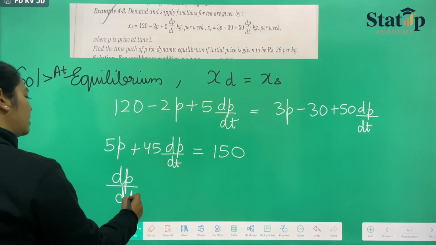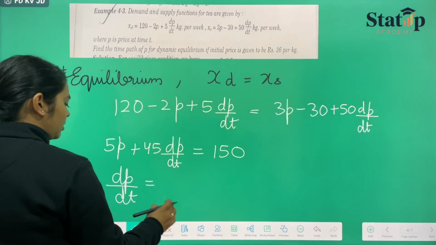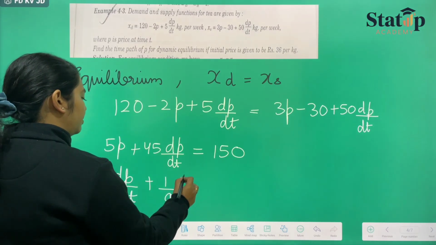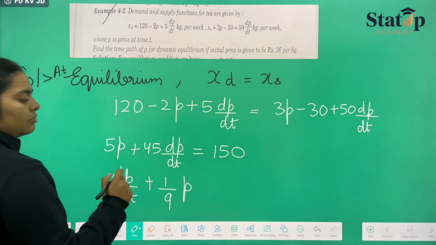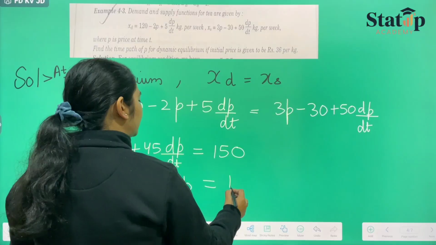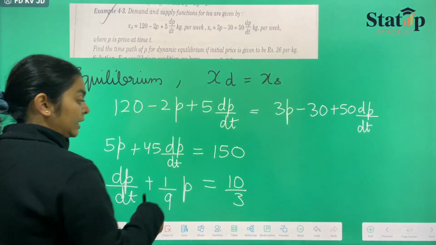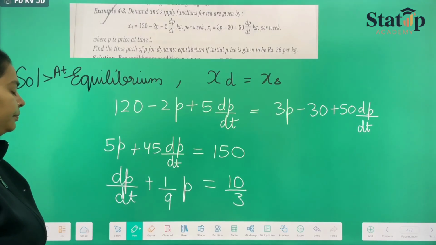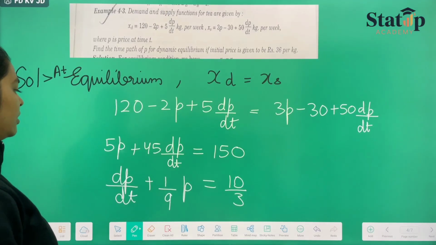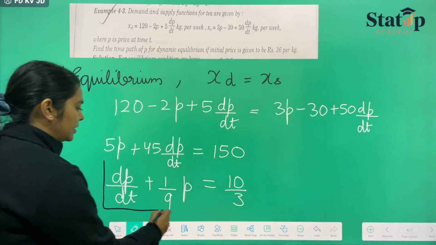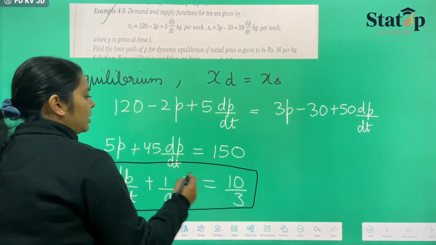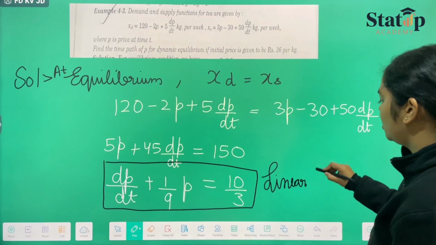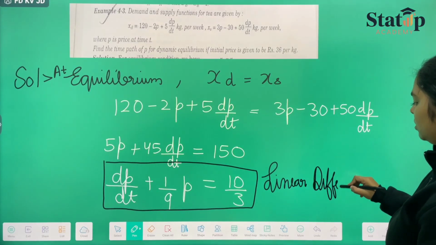Dp by dt is equals to plus 1 upon 9 p, if 5 upon 45 is 1 upon 9, equals to 10 upon 3. 150 upon 9 will be 10 upon 3 only. 150 upon 45. So as we can see, this is nothing but a linear differential equation model, linear differential equation.